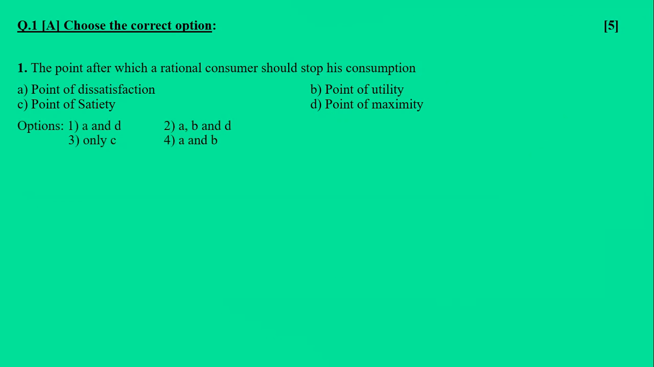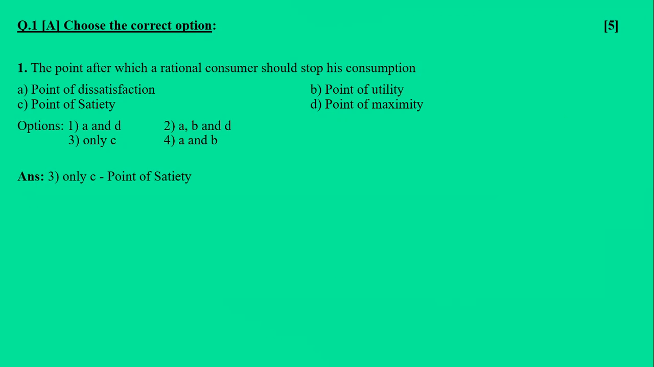Now see the options. Number 1, A and B. Number 2, A, B and D. Number 3, only C. And number 4, A and B. You have to choose the right option, which is your answer. Now what is your answer here? 3, only C, point of satiety. Yes, exactly.